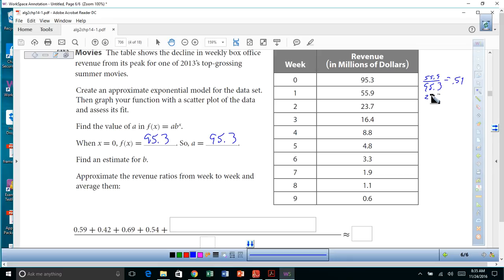Same thing here. We're going to take 23.7, divide it by 55.9, and that's going to give us 0.42. And we're going to keep on doing that all the way down. And let's see, we get 0.55 plus 0.69 plus 0.58 plus 0.55, all divided by, and then we counted this, and there was 9 of them, right? 9, and that's going to be approximately 0.58. And all I did was I did all this in my calculator. The last one, 0.6 divided by 1.1, it's 0.55, and so on. All right.